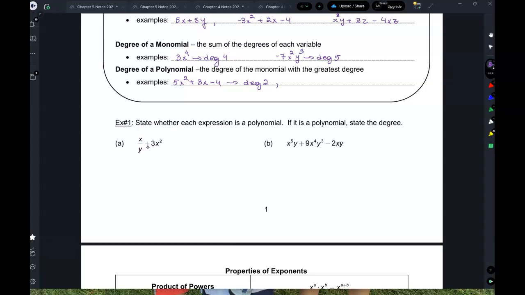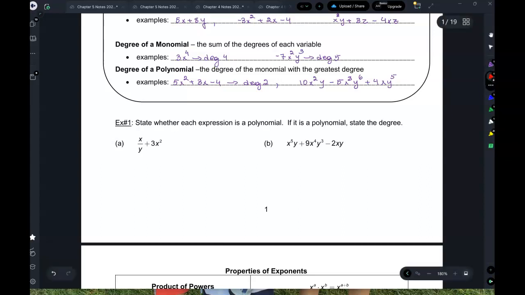Now if I have 10x squared y minus 5x cubed y to the 6, plus 4xy to the 5, okay? What would be the degree of this polynomial? So let's see. What's the degree here of this term? Not 2. 3. How about here? 9. And here? 5 and 1 is 6. So the degree is 9, right?